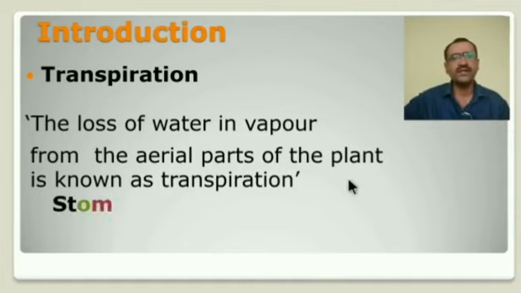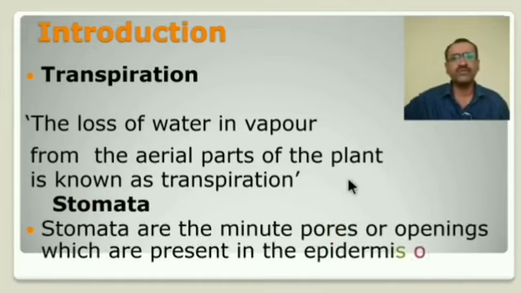But that vapor evaporates through the stomata. Then what is meant by stomata? Stomata are nothing but minute or small pores or openings present in the epidermis of the leaf. As we know, when we take an internal section of a leaf, the outermost layer is the epidermis, and in between that epidermis, small pores or openings are there, and those small pores or openings are the stomata.